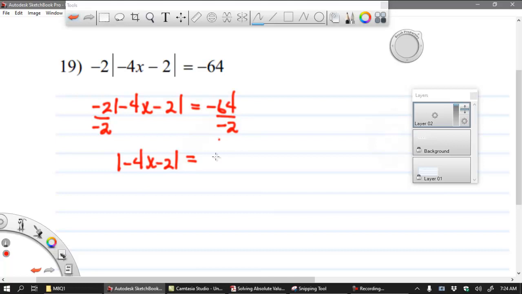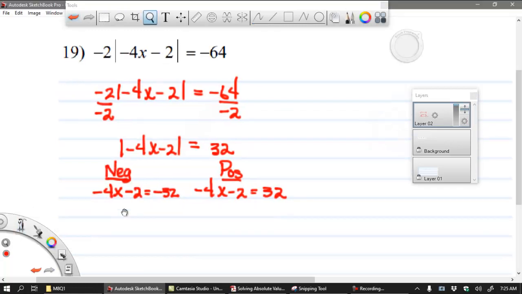I know a negative divided by a negative is a positive, and 64 divided by 2 gives me 32. So that is a positive 32. Now that my absolute value is all by itself, I can drop it. I like to do the negative side first, so the negative side of the absolute value, then the positive side. We basically already have the positive side right here because this number is positive. So negative 4x minus 2 equals 32. Over here is the negative side, so I'm going to change that to a negative 32. The inside stays the same. I just drop the absolute values.